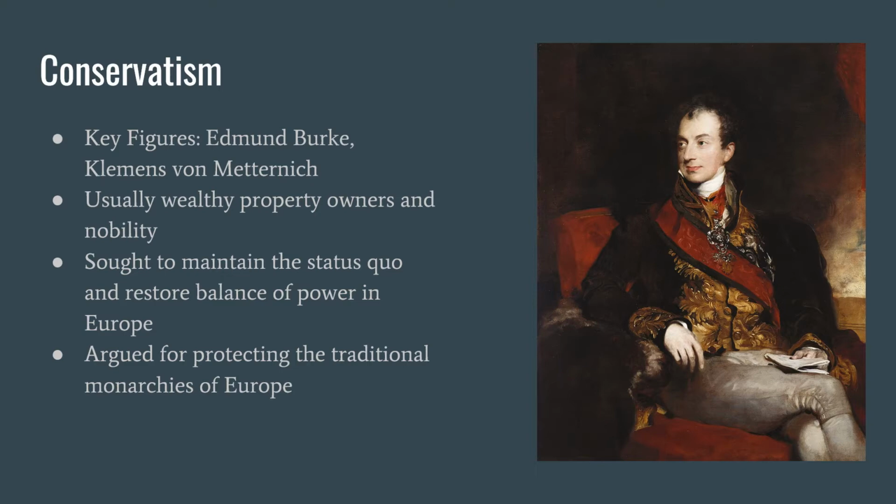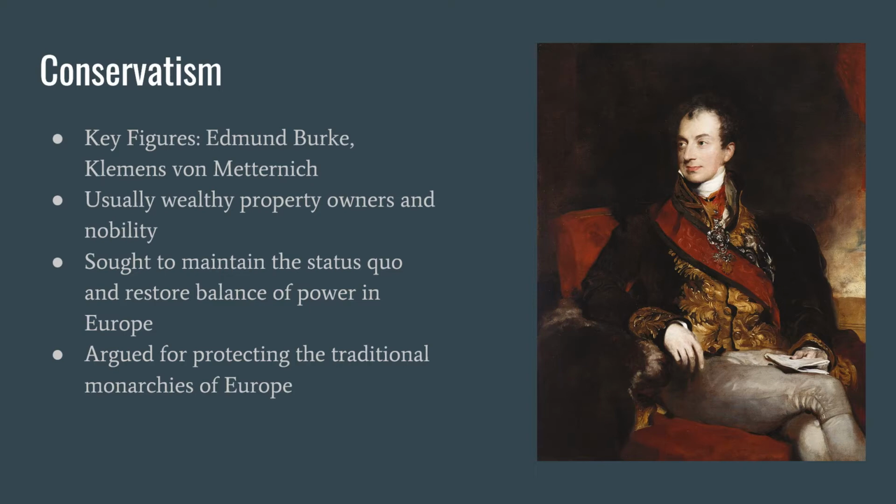Conservatives are typically wealthy property owners and nobility. Again, these are groups of people who want to keep the status quo. They want to maintain and restore a balance of power. They want things to go back to the good old days. And they argue for protecting traditional monarchs of Europe.